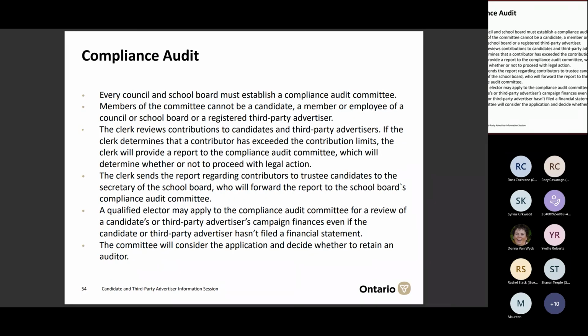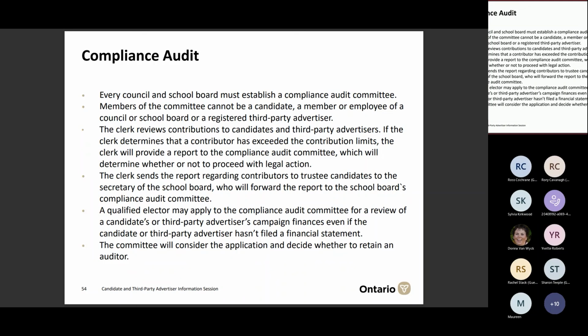Then the committee would meet to determine whether to proceed with legal action. The legislation does not specify what details are to be provided in the report to the committee. Electors entitled to vote in an election may apply for a compliance audit even if the candidate has not filed a financial statement. The application must be in writing and set out the electors' reasons for why they believe the Municipal Elections Act has been contravened.